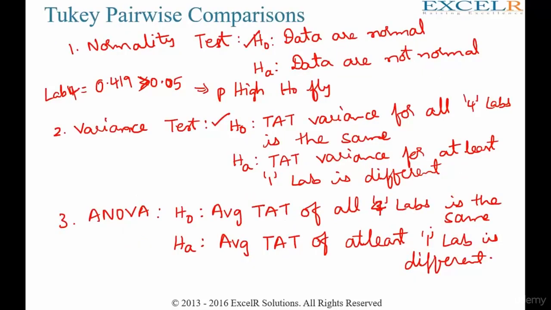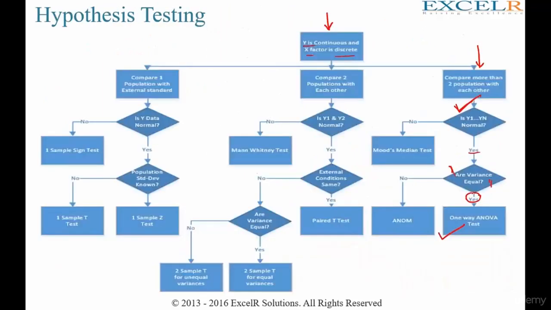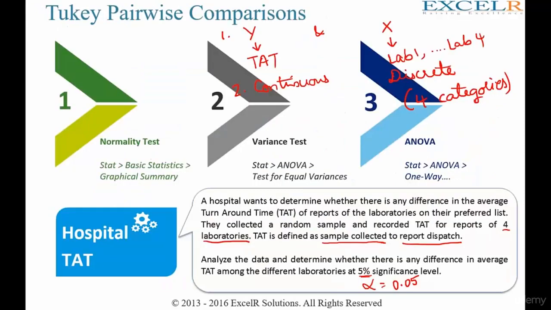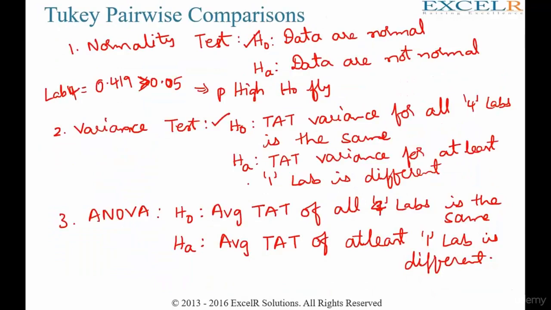And one more thing is, what if variances are not equal? You have the flowchart for yes and no in all the places. What if data are not normal? What if population standard deviation is not known? What if the external conditions are different? You have all those different scenarios. So for now, let us perform this test.